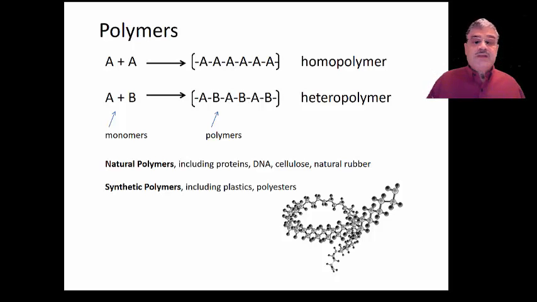Now, there are a number of natural polymers that we find in nature, including proteins, DNA, cellulose, natural rubber, but there are also a number of synthetic polymers, plastics, polyesters, a number of materials that we use in textiles and fabrics.